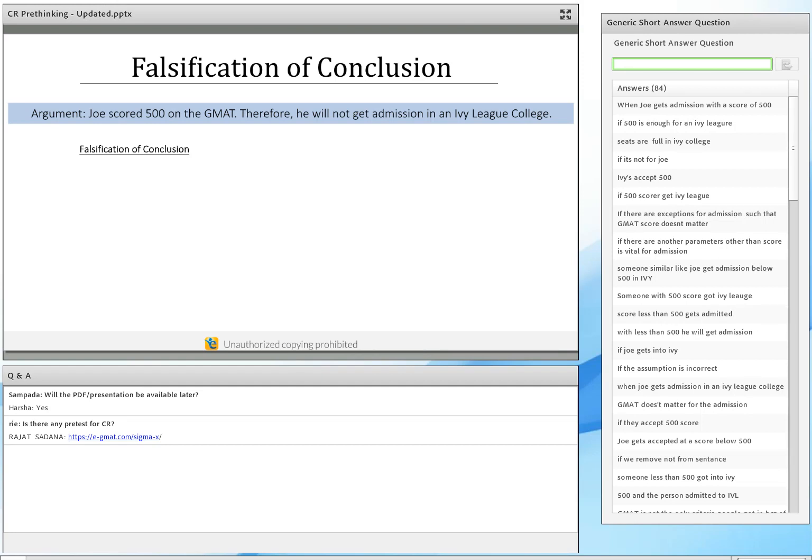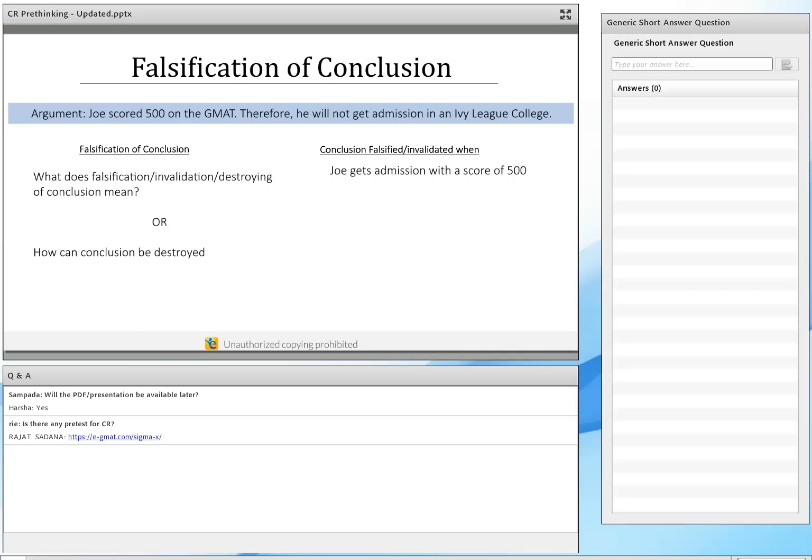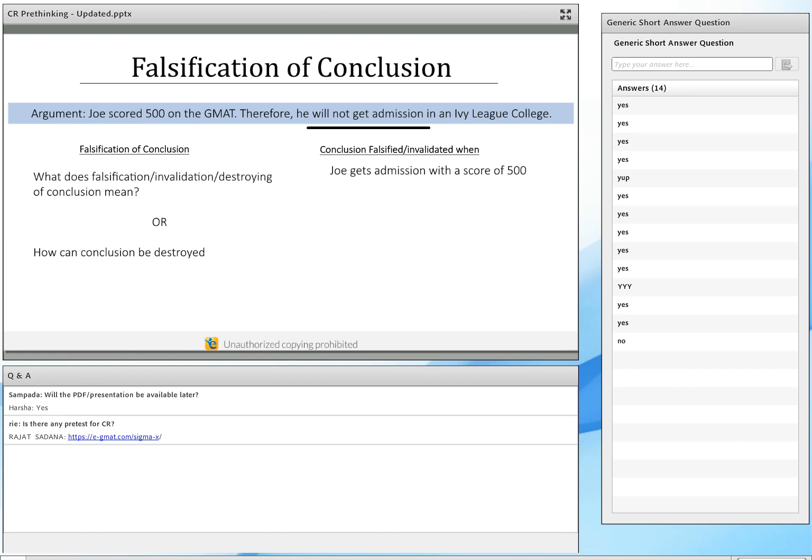So with this argument, and some of you have gotten this right, the falsification of the conclusion means that Joe gets admission with a score of 500 in an Ivy League college. Can you guys see this? If that happens, this conclusion gets destroyed. All we've done is the author said he will not get admission, and very simply, we've said he gets admission.